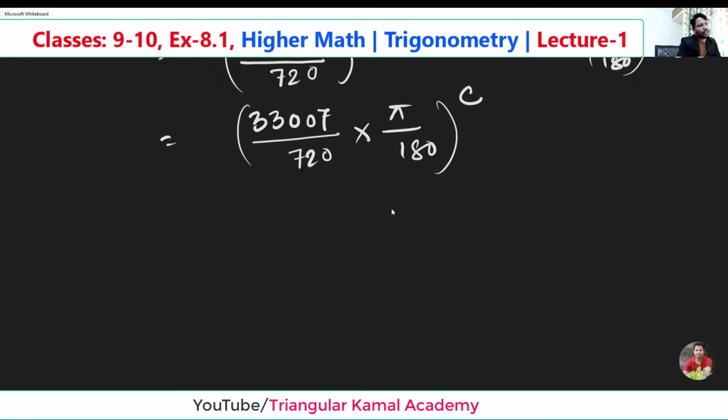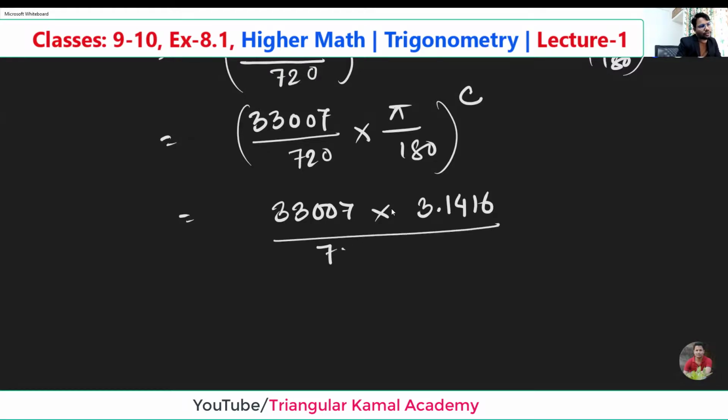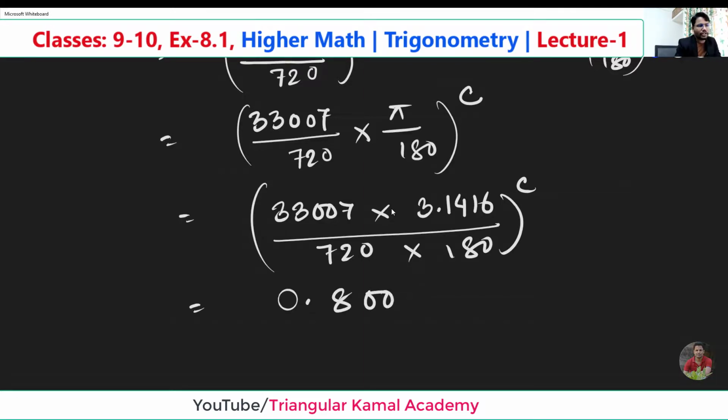Now using the value of pi, here we can write 33007, value of pi 3.1416, then divided by 720 multiplied by 180. So here now by using the calculator, first multiply with 3.1416 and then divide by 180. So now the result is 0.800801 with 4 decimal places. So this is the answer.